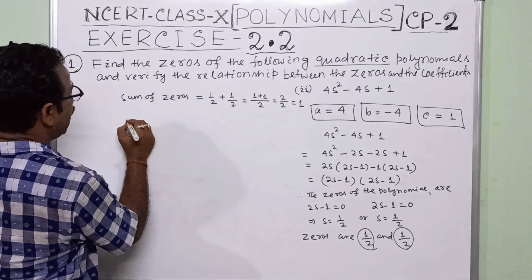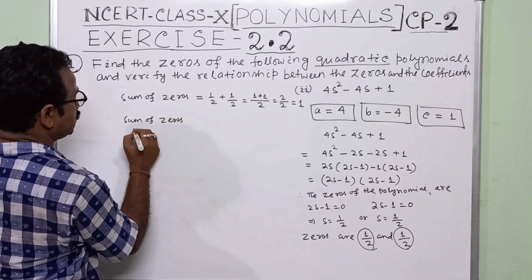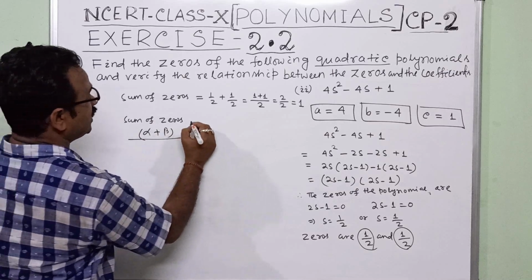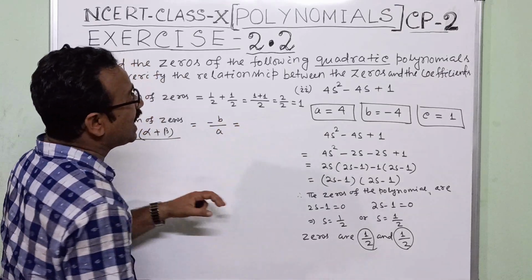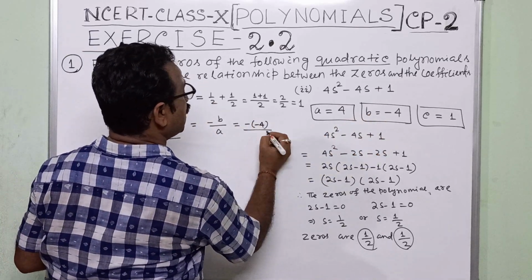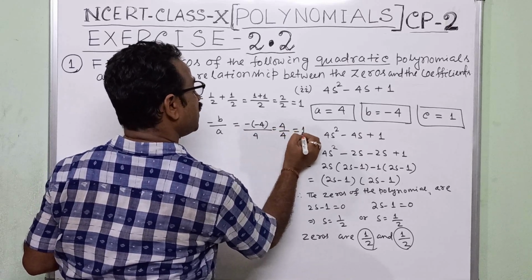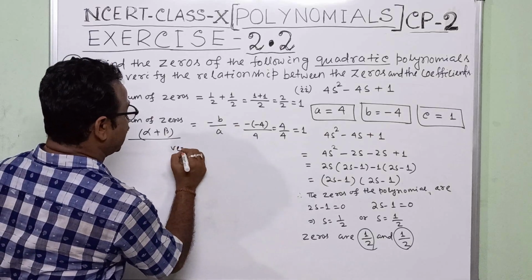Now see our sum of zeros. Let alpha, beta, if you take alpha plus beta, sum of zeros is equal to minus b by a, which is equal to minus of minus 4 by 4, which is equal to 4 by 4, which is equal to 1. So in both cases we are getting the same result, which is verified.